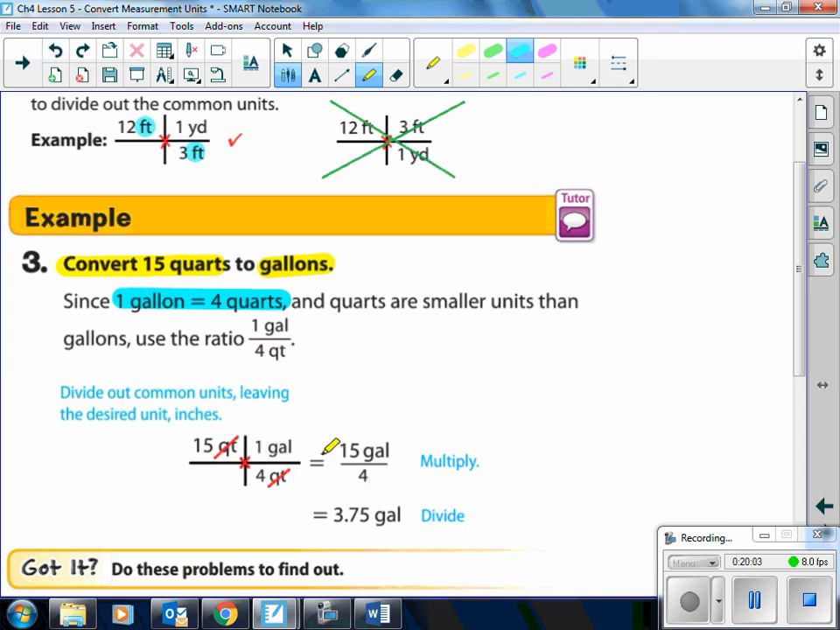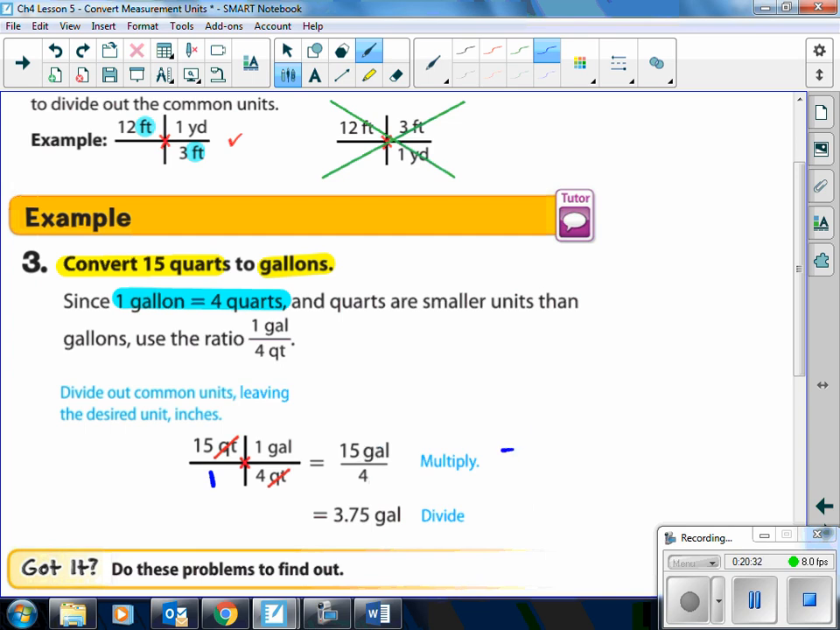Now we can multiply. So with the dimensional analysis, all we're doing is multiplying. So we just multiply straight across. So 15 times 1 gallon is 15 gallons. And then down here, you can put a 1 down there. 1 times 4 is 4. You see? Pretty simple. And then you can just change this to a decimal. You got that? You could also change it to a mixed number.